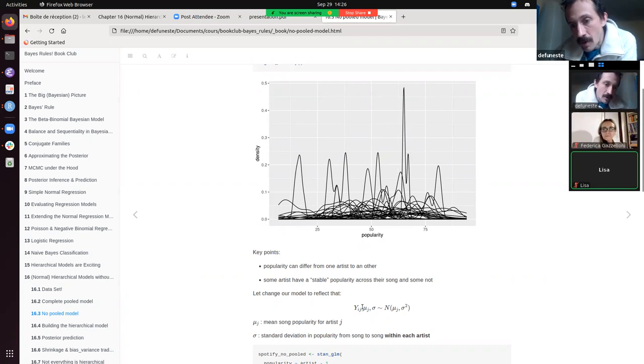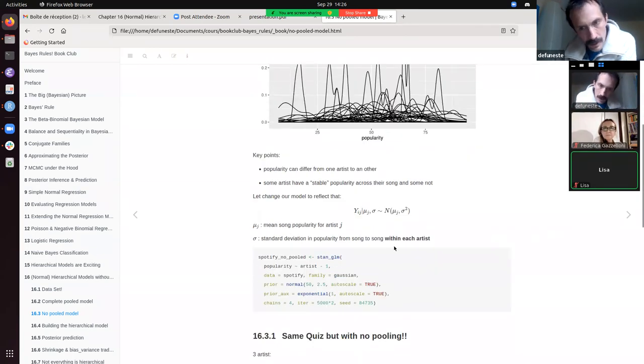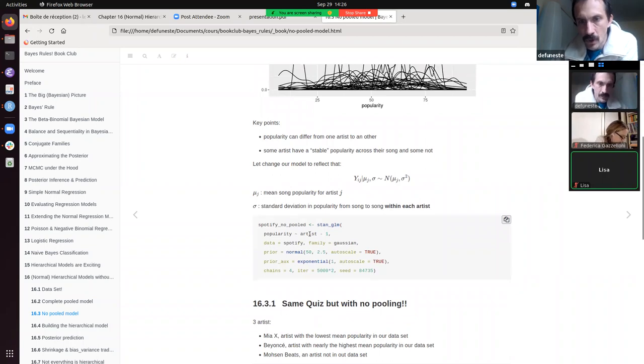Okay, so now we'll build a model trying to predict a new song, y_ij, which is a new song from an artist, and it will depend on the mean song popularity of the artist and a global standard deviation. It's not global, I'm thinking it doesn't have a little j, to specify it's within each artist. Same model, basically, except the trick is here: we will develop the model for every artist and no predictors, minus one.